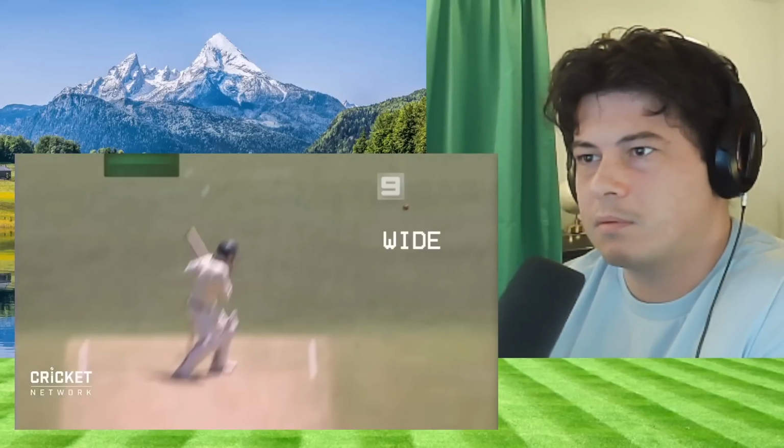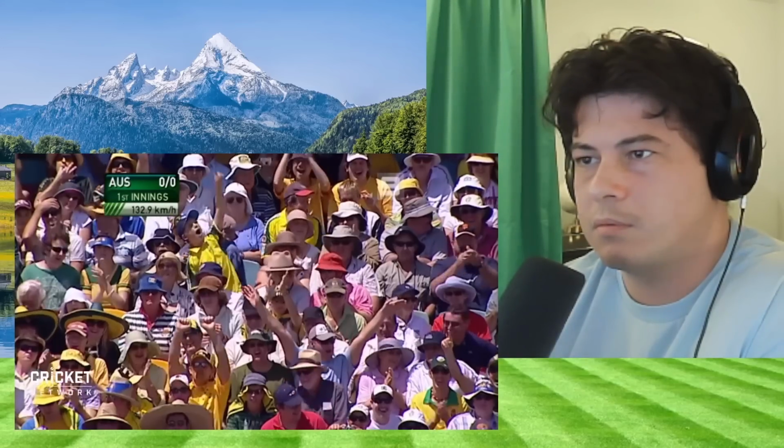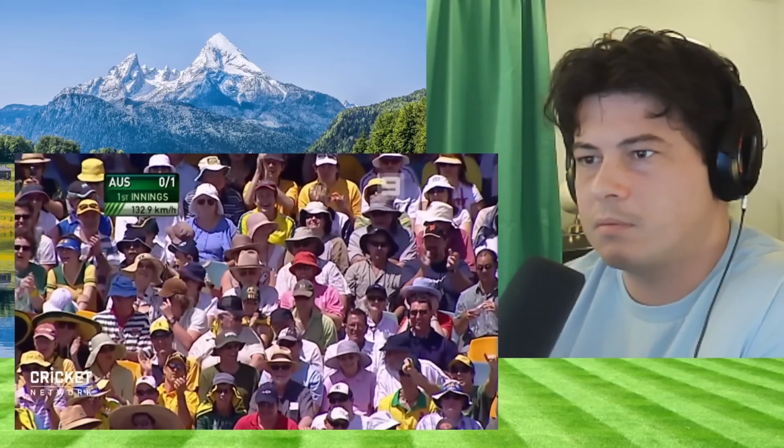It's called a wide. And if the umpire has determined that the bowler has bowled the ball wide, 1 run is awarded to the batting team.